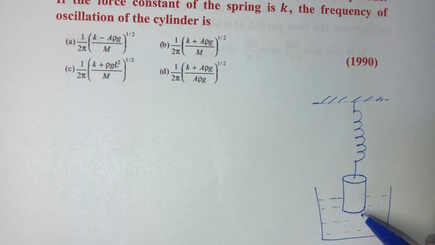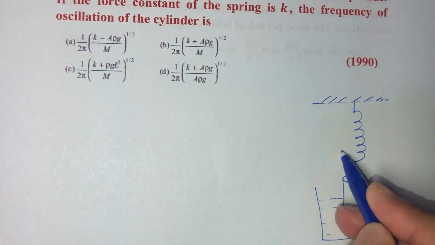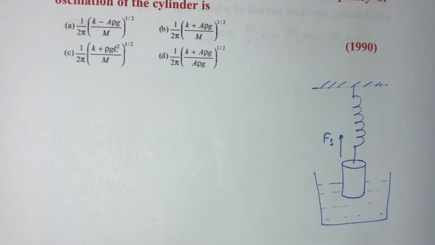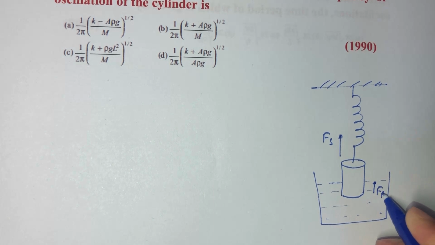So on this cylinder there will be two forces acting on it. One will be spring force. Let us suppose we write it Fs in upward direction, and there will be also buoyant force because of the liquid, and let us suppose which is represented Fb, that will be also in the upward direction.